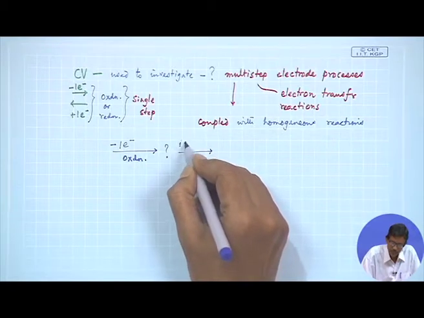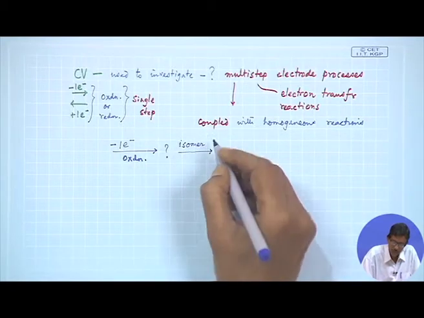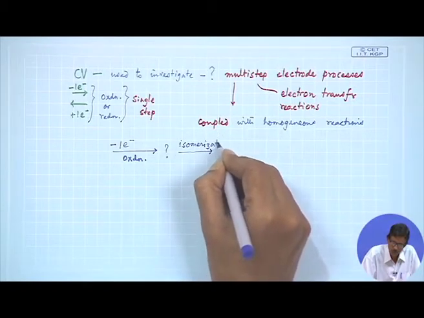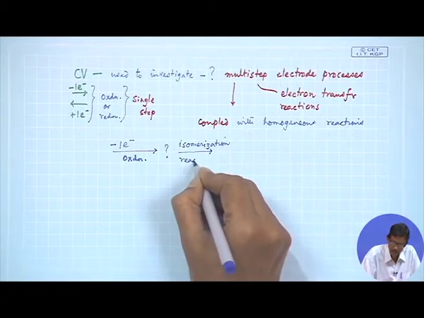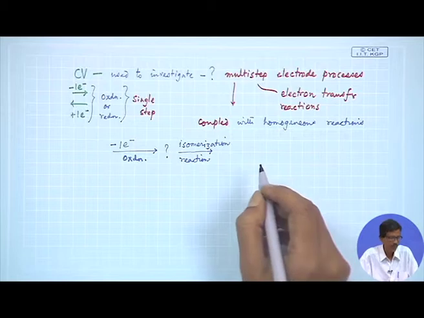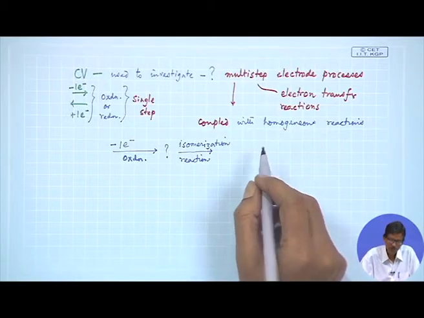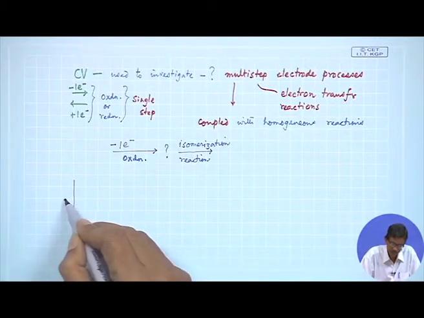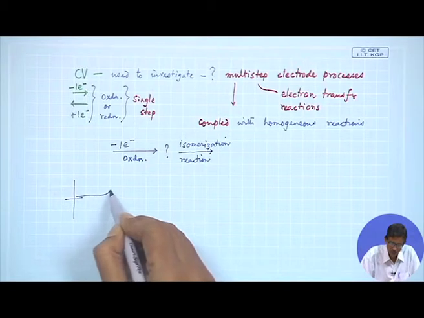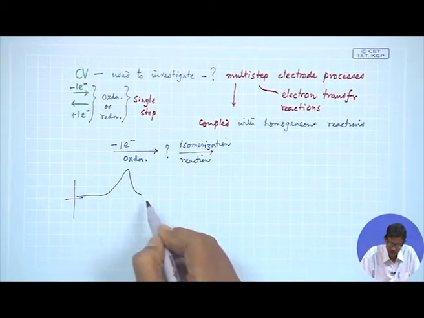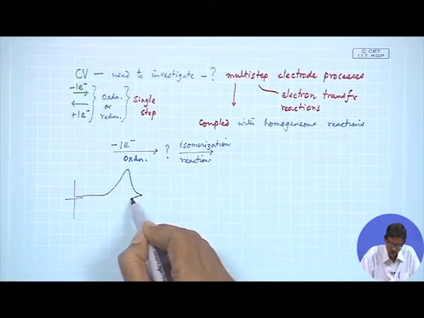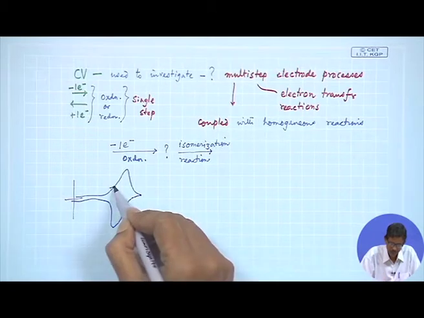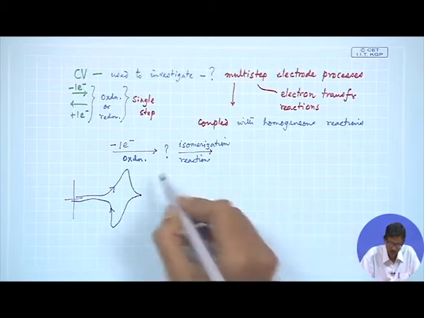So, that can be considered as the follow-up reaction, the homogeneous reaction following electron transfer, which is an isomerization reaction, and that we can also follow very nicely. And in fact, whatever cyclic voltammogram you get from a starting potential and then the corresponding switching potential, you get a forward scan and the backward scan.